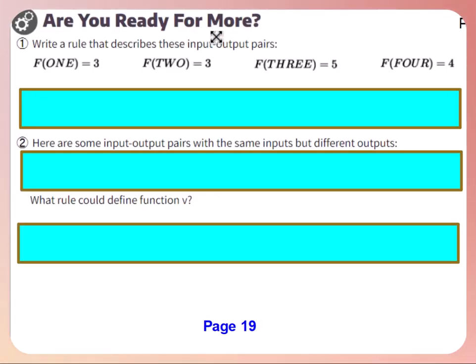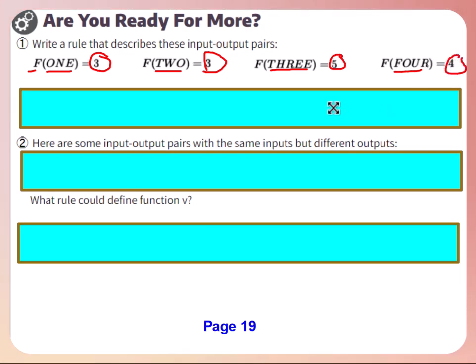All right, just for fun, on page 19, we're going to look at this a little closer. Slow down. Now we have the function f, and then we have the word 1, not the number 1. Okay, we get an output of 3. And then f of 2, same function, we put in a different word, we get an output also of 3. Okay, for f of 3, we get an output of 5, and f of 4, we get an output of 4.